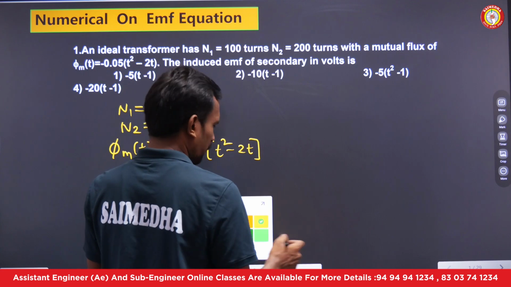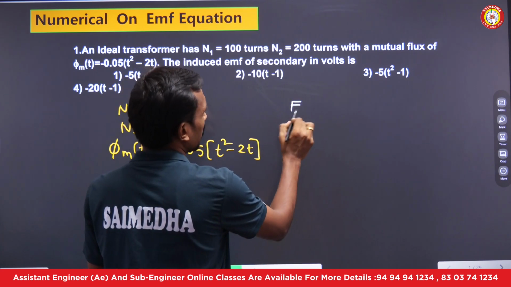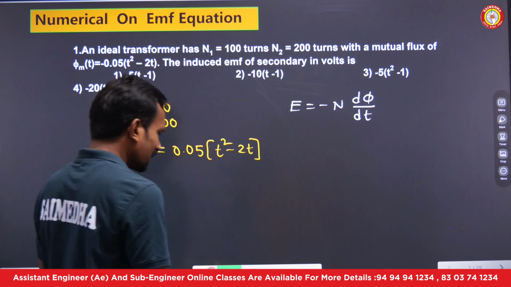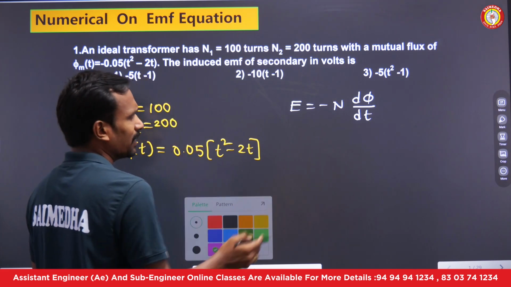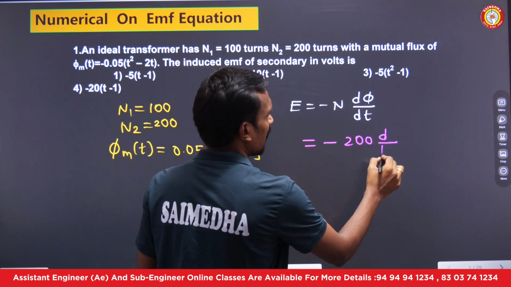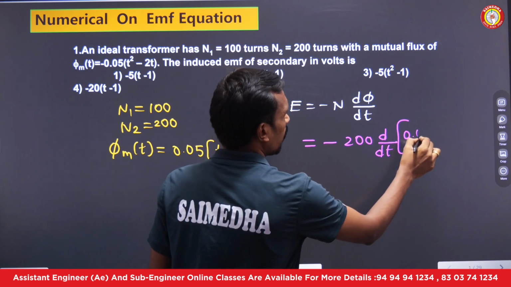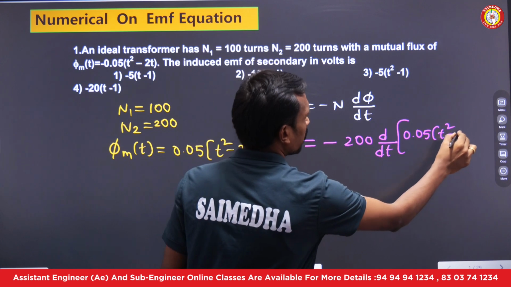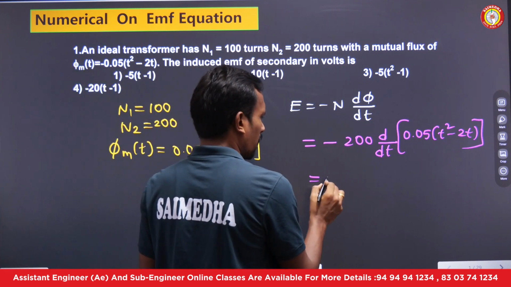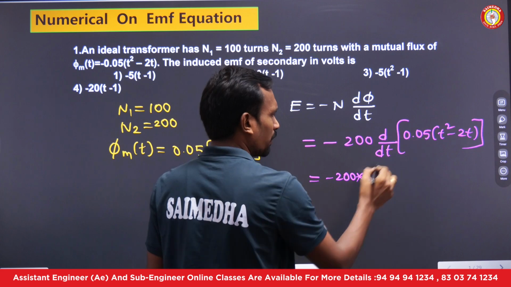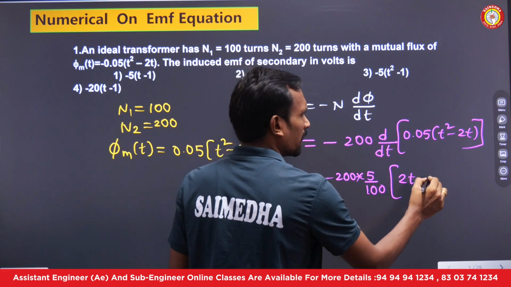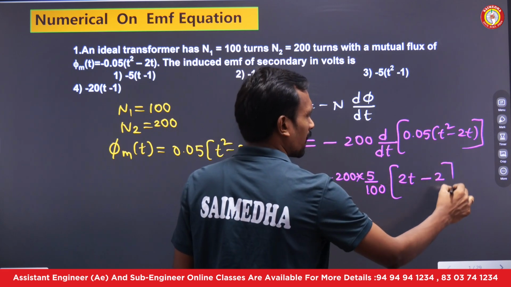What is induced EMF? Generally, the average induced EMF E is equal to minus N into d phi by dt. Here N is the number of turns, and we need to consider the secondary number of turns. So E is equal to minus 200 into the differentiation of flux. The flux is 0.05 of t square minus 2t. Yes or no guys? Now do this: minus 200 multiplied by 5 by 100, and the differentiation of t square is 2t and the differentiation of minus 2t is minus 2.